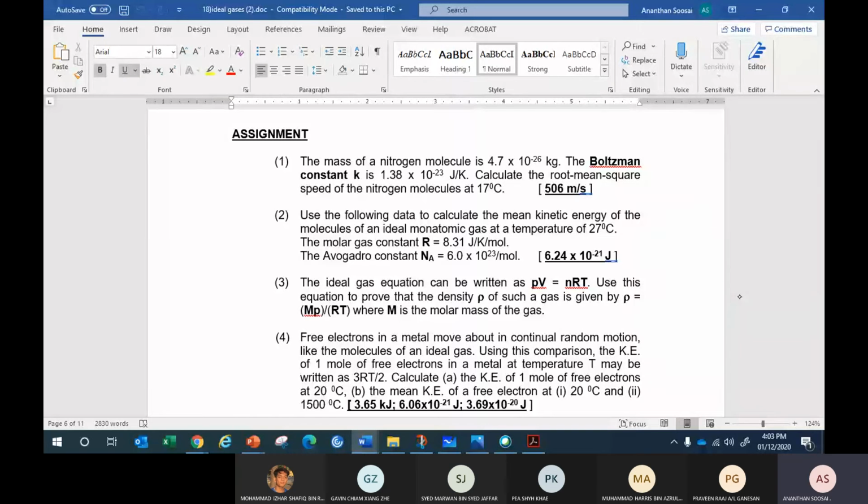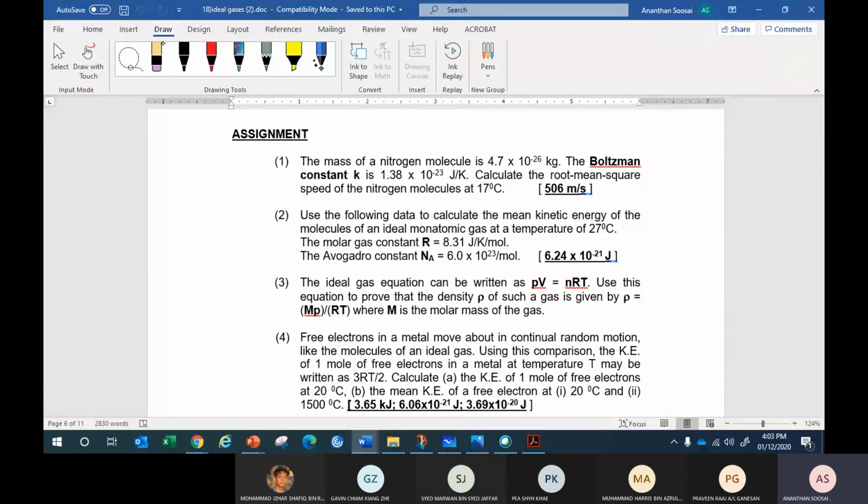Okay, before we do the questions, another round. We do need to do this many times. Let's recall all the equations. So the first equation is what? PV over T is constant. Next is what? PV equals nRT. The other one is what? PV equals NkT.